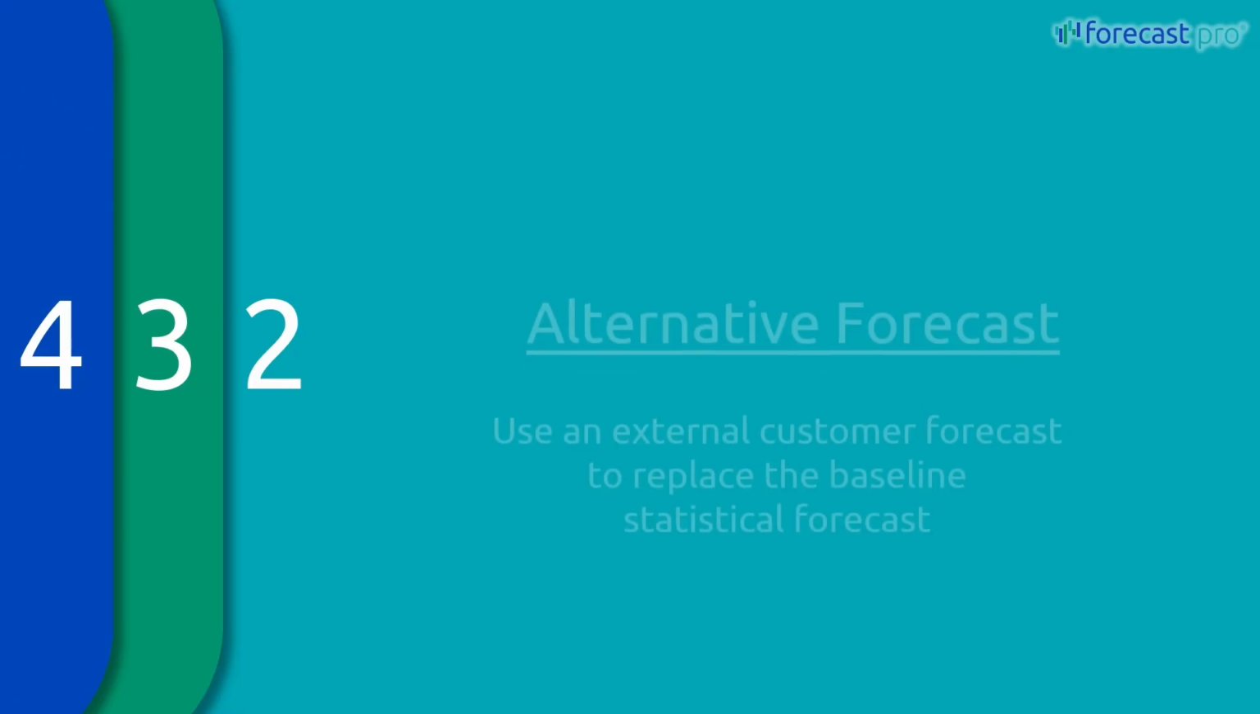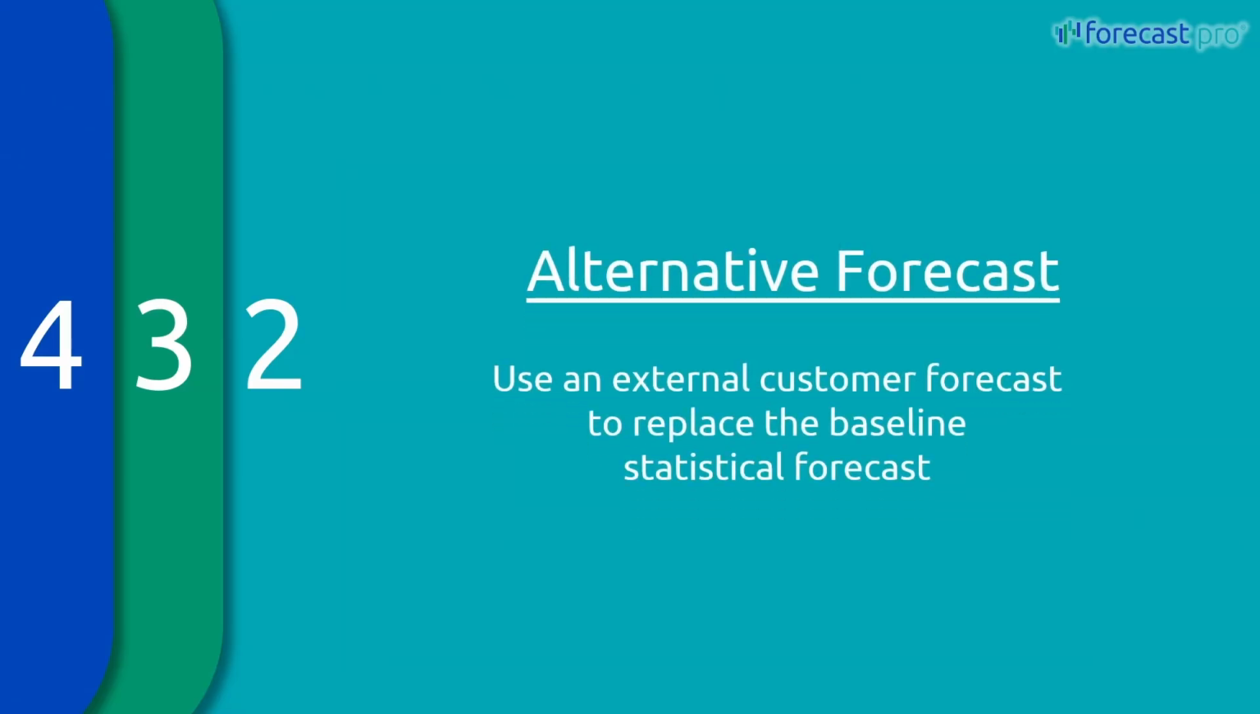So now in our second example, we're going to look at an alternative forecast. We're going to load in one of our customer forecasts as an external row, and then we're actually going to replace the statistical forecast with that customer forecast, creating an alternative baseline forecast. And we'll see how this works and how you would implement it in the system.